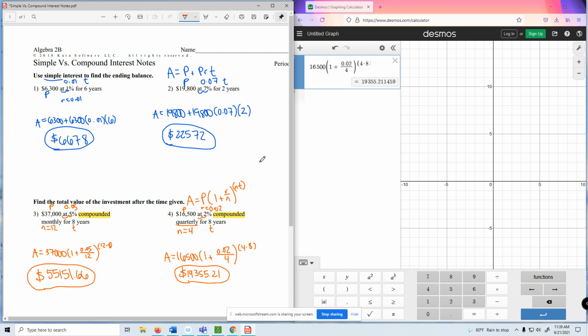So use Desmos, definitely for these. Be very, very careful about how you type things in Desmos. Use your parentheses. Make sure what you're typing in looks exactly like what we have here.